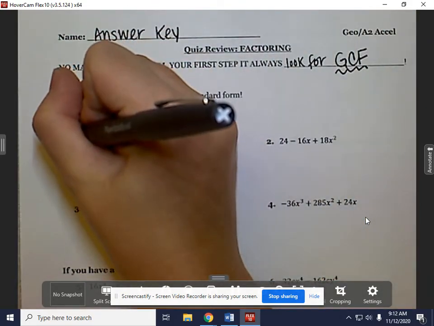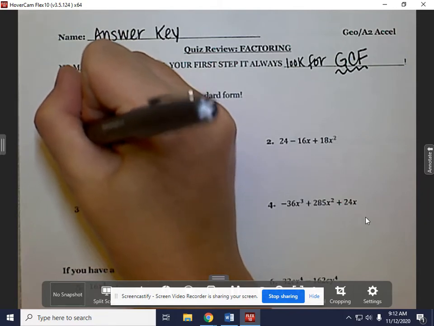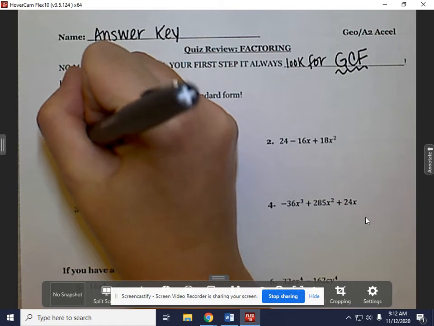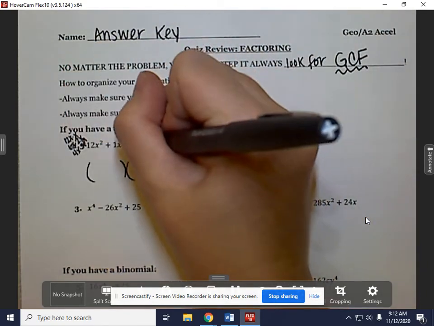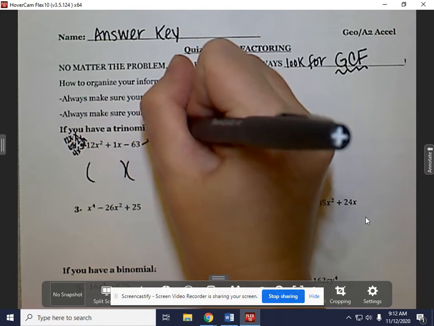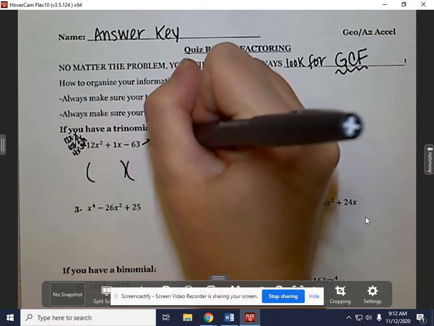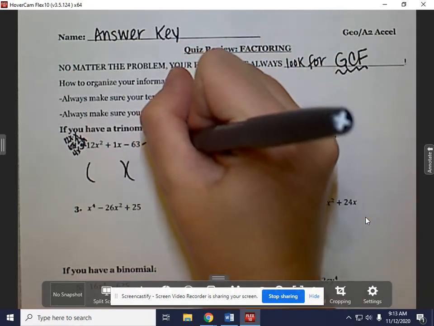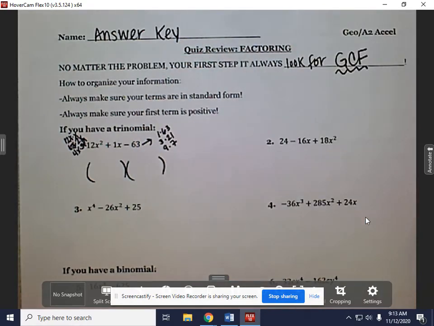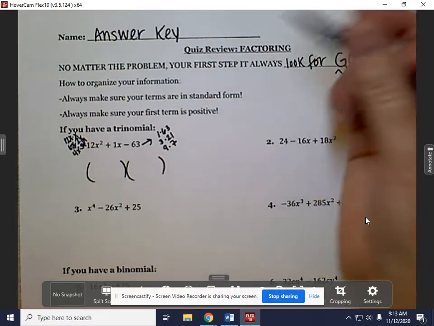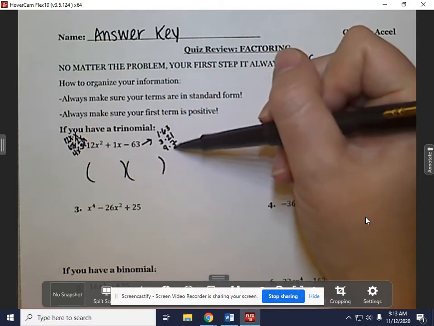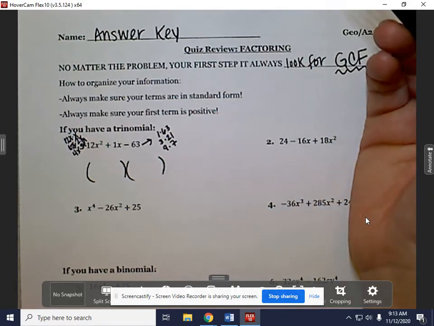For 12x squared, I can either have 12x times x. What else can I do? 6x times 2x or 4x times 3x. And for 63, I can have 1 and 63, 3 and 21, or 9 and 7. Just remember a few little tips. I always write things out in order and then work backwards. You always want to work with the factors that are closest together first. It usually saves you a little bit of time.